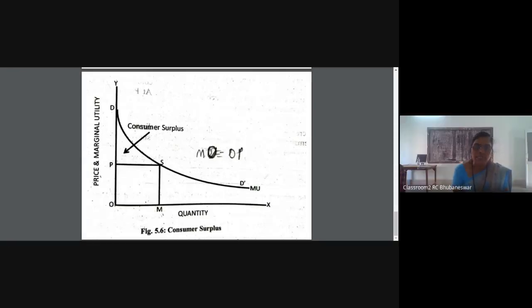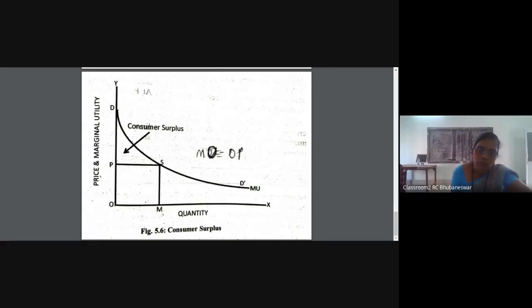Excuse me, ma'am. Yes? So if we keep aside this diagram, consumer surplus is basically like, since the consumer is having more of a particular commodity, he will be willing to pay less for that commodity. Yes. So in that case, the consumer surplus arises. He is willing to pay more, but the actual payment is less, which is extra. When we subtract what he actually paid from what he was willing to pay, we get the consumer surplus.